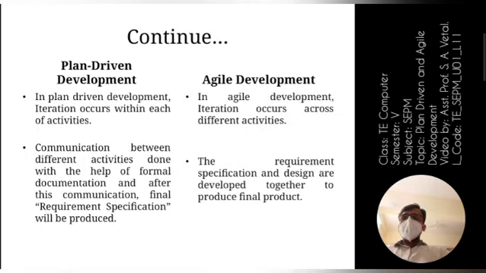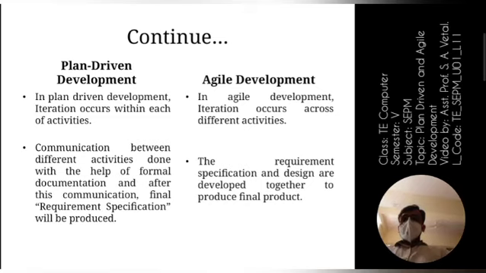Then the next part is that in plan driven development, iteration occurs within each of the activities. Every activity has iteration in the plan driven development, but in agile development, iteration occurs across the different activities. There are different iterations according to the different activities. In the previous lecture, we have discussed the agile development model. In that, we have discussed how the iterations are going to occur and how the different activities can be implemented in different iterations. So this is agile development.